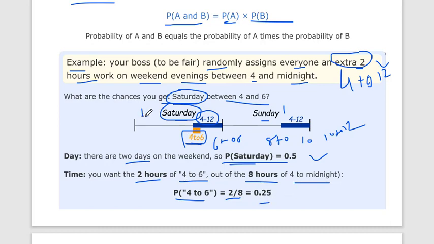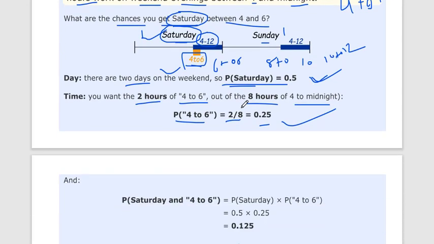Now choosing a Saturday and choosing a time are completely independent. One does not depend on the other. So we have 2 probabilities, and both of these events are independent. If you want to combine them, what are the chances you get Saturday between 4 to 6? You just multiply. The probability of Saturday and timing 4 to 6 is the probability of Saturday multiplied by the probability of 4 to 6, 0.5 multiplied by 0.25, which means 0.125.